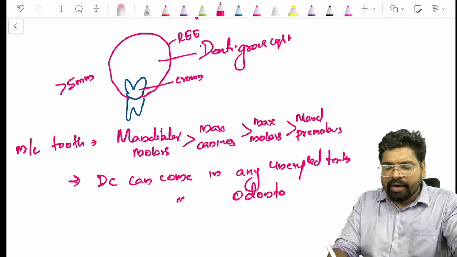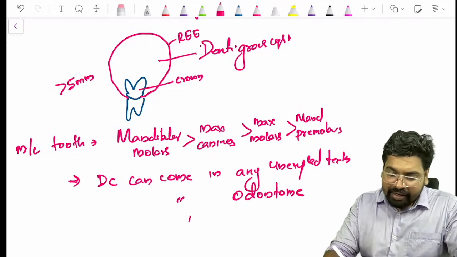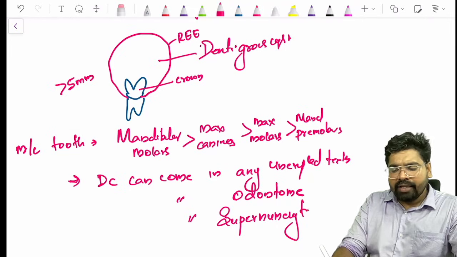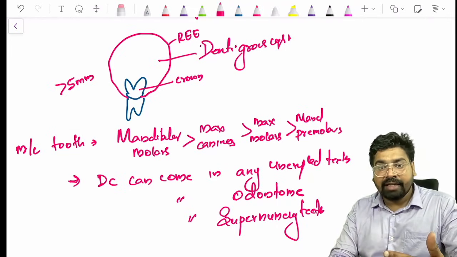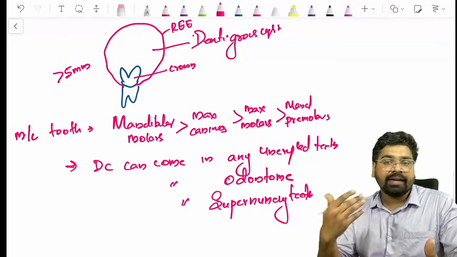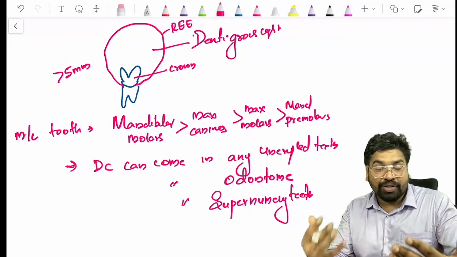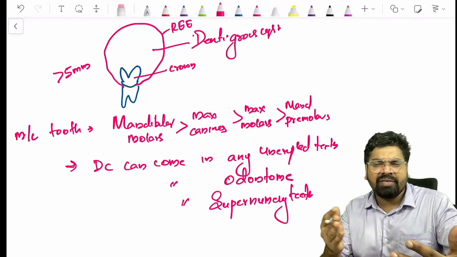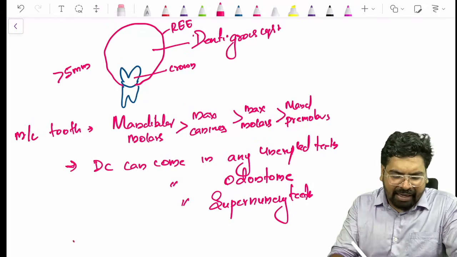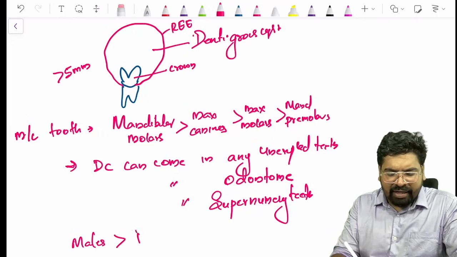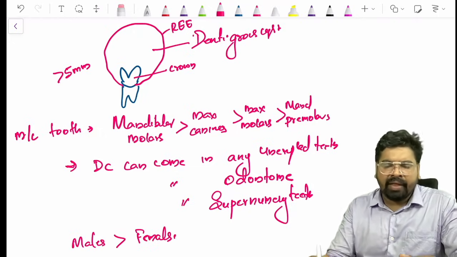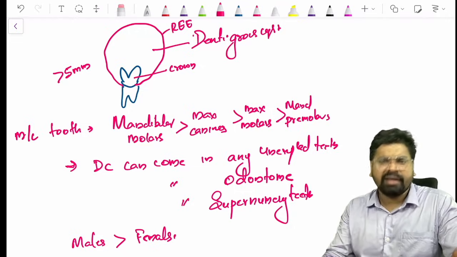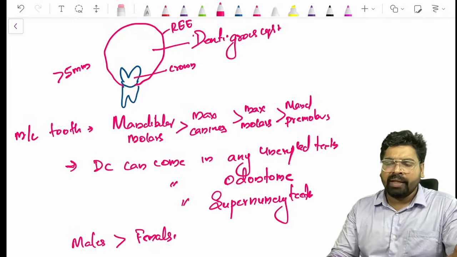If an odontome is there, a dentigerous cyst can occur in that. A dentigerous cyst can occur in a supernumerary tooth also. If the person has a supernumerary tooth, the REE of that supernumerary tooth can act as the cause for the formation of a dentigerous cyst. So these statements are true. You can see this question when you work through previous question papers. Males are more commonly affected than females. It is very rare for a dentigerous cyst to occur in a deciduous tooth, but it is not a false statement. It can occur, but it is very rare.